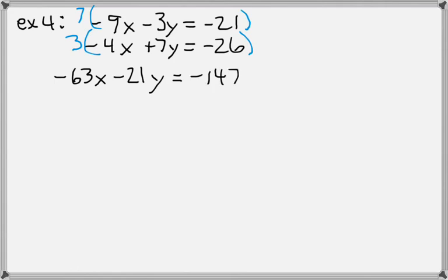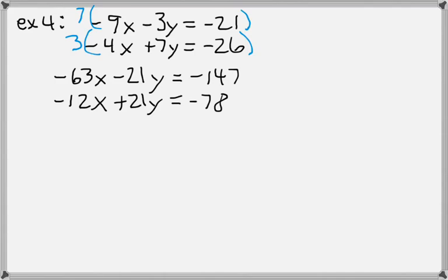In that second equation, I have the 3 times the negative 4x. That's going to give me a negative 12x. The 3 times the 7y gives me a plus 21y. And the 3 times the negative 26 gives me a negative 78. So I have my two new equations. Steps 1 and 2 are done.